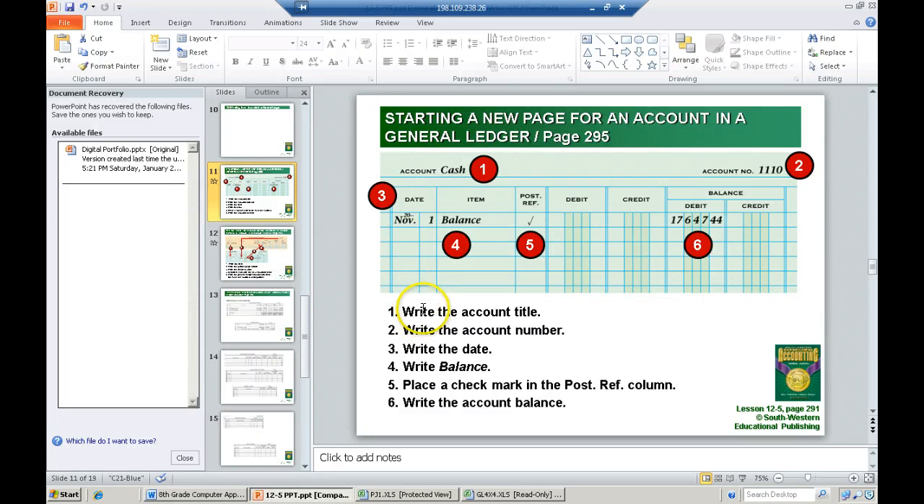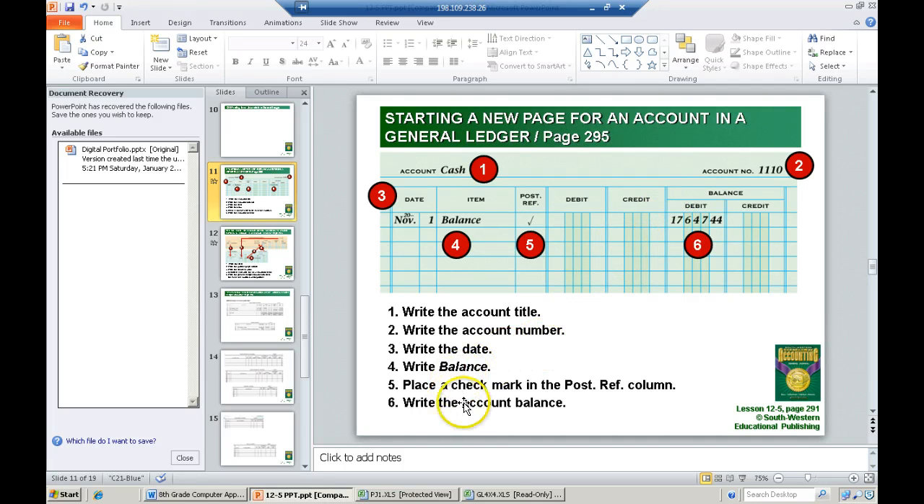So first thing is you're going to write the account name. You're going to write the account number. This is our ledger. These are our books. We're going to write the date. We're going to write the word balance. We're going to put a check mark here or mark it black to know that we don't need to post this amount. And we're going to put the amount from the previous page.